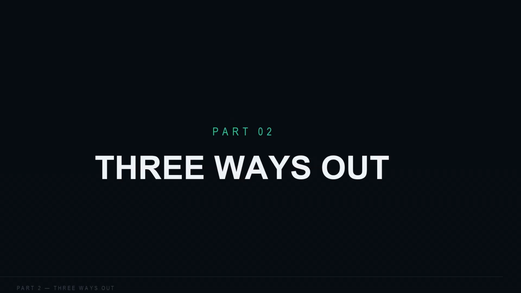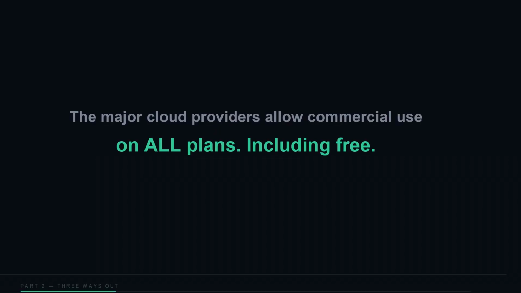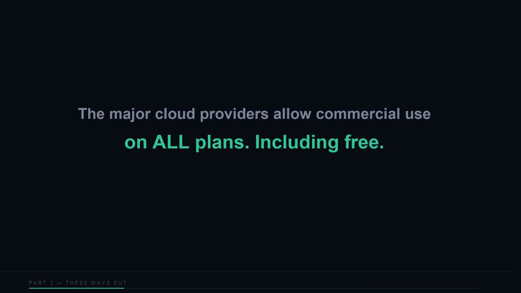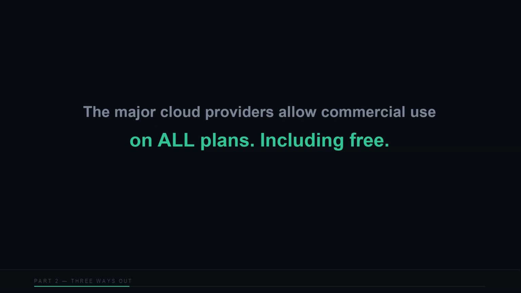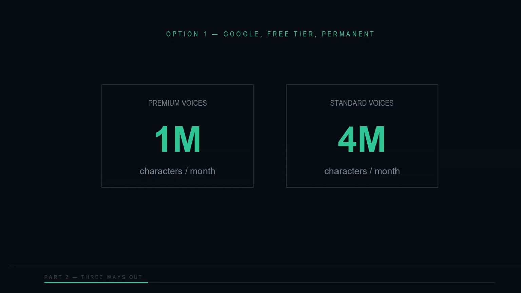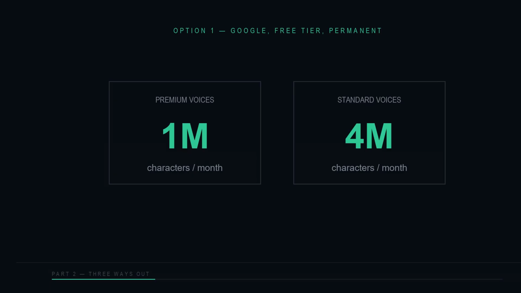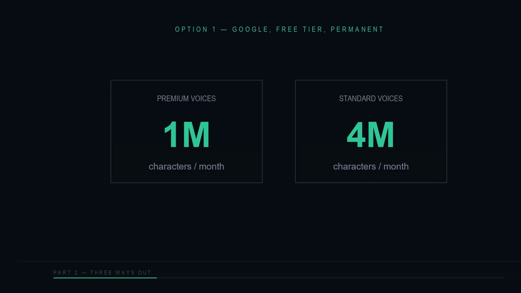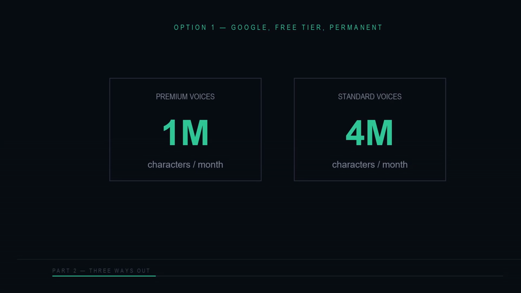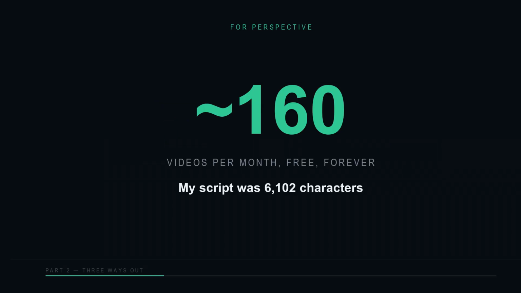So here are the 3 ways out with real numbers. Option 1. The major cloud providers allow commercial use on all plans, including their free tiers. This is the part that surprises people, because it's the opposite of the consumer tools. Google's text-to-speech gives you 1 million characters per month on premium voices and 4 million on standard voices. Permanent free tier, not a trial, and commercial use is permitted. To put that in perspective, my 7-minute script was about 6,000 characters. That's roughly 160 videos a month, free forever.